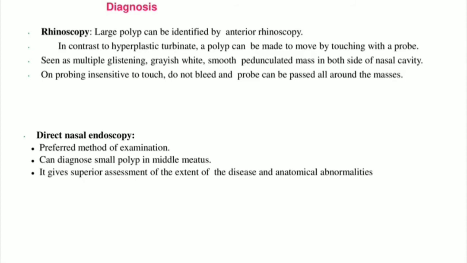Diagnosis: a large polyp can be identified by anterior rhinoscopy. In contrast to a hyperplastic turbinate, a polyp can be made to move by touching with a probe. It is seen as multiple glistening greyish-white, smooth, pedunculated mass in both sides of the nasal cavity. It is insensitive to touch on probing, does not bleed on touch, and the probe can be passed all around the masses. Diagnostic nasal endoscopy: it is the preferred method of examination. It can diagnose even small polyps in the middle meatus. It gives superior assessment of the extent of the disease and anatomical abnormalities.